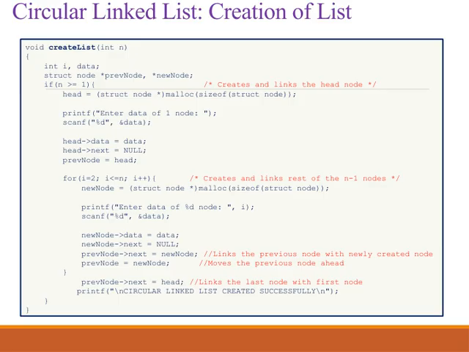for the next iteration. Once all nodes are created, the crucial step is to link the last node back to the head, making the list circular. This is achieved by setting prevnode's next pointer to head. This creates the circular structure that is fundamental to circular linked lists. Finally, we print a message indicating that the list has been created successfully.